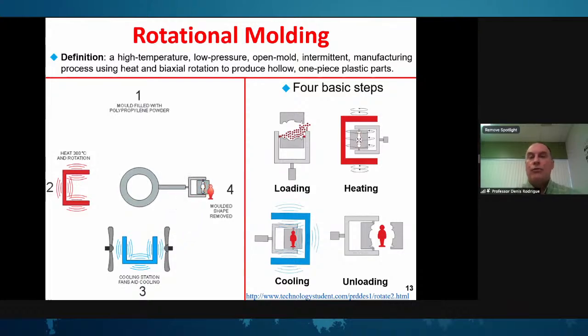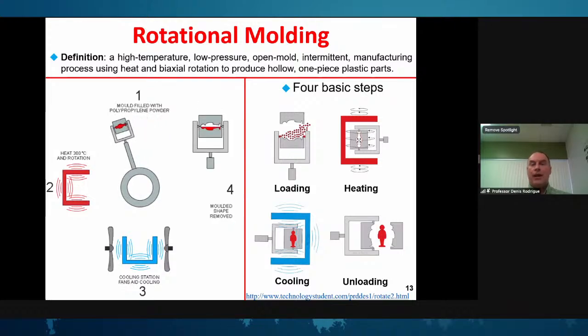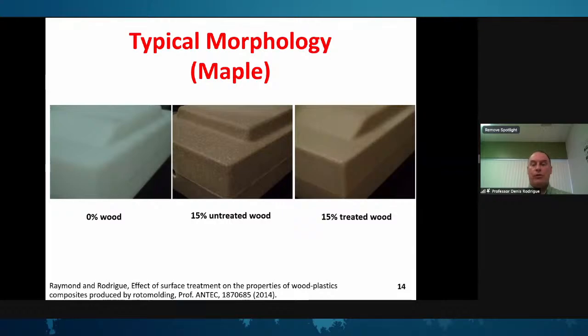But the main advantage of rotational molding is you don't have any weld line, because the part is molded in a single step. And weld lines are usually weak points, especially when you have composites. So again, this is a big advantage because you start with the material in a powder form and you can directly have your part without any modification to do.